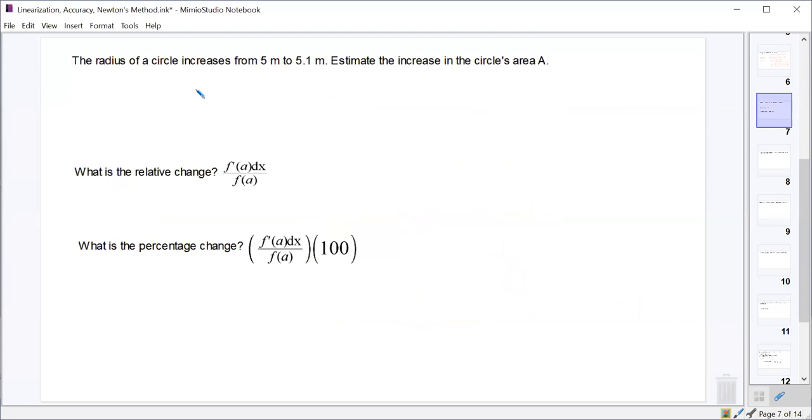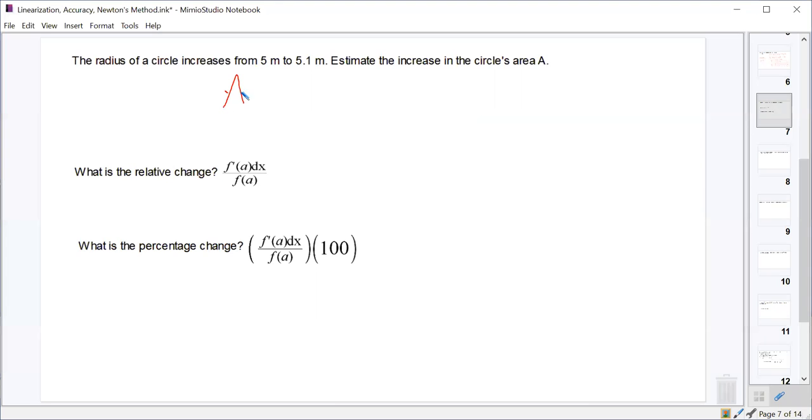All right, so now what we're going to do is we're going to use the idea of differentials to approximate the change in some actual physical object that we're going to have, like a circle, for example. And we're going to introduce a couple of new ideas here called relative change and percentage change. Hold on one second. All right, so we're going to take a circle and we're going to increase its radius from 5 to 5.1 meters, and we want to estimate the increase in this circle's area.